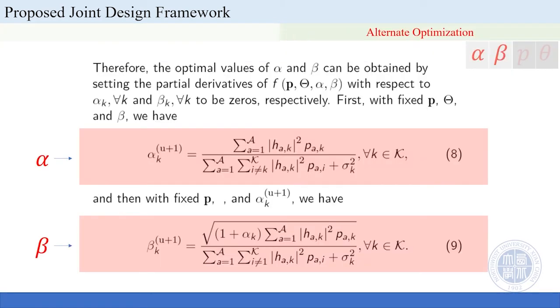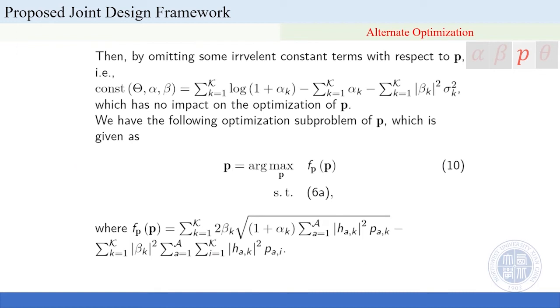Note that alpha and beta only appear in the objective function of the problem and don't exist in any constraints. Therefore, the optimal values of alpha and beta can be obtained alternately by using equations 8 and 9 as follows.